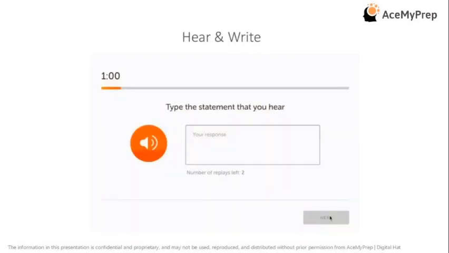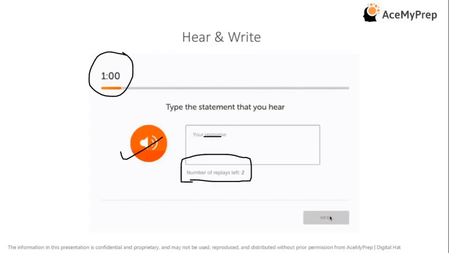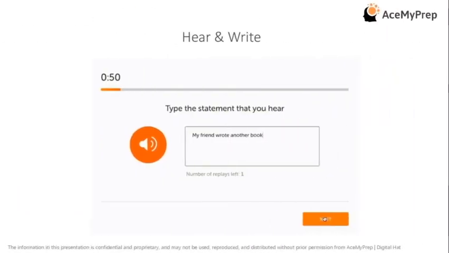The next type of question is where you have to hear and write. Basically, you press this audio button and you will hear a statement and you have to type it here. Again, focus on the time limit. At the same time, also focus on this: you have a limited number of replays. Once you type a response, this will decrease to 1, and after you replay it again, the replays would become 0. So this was another type of question.